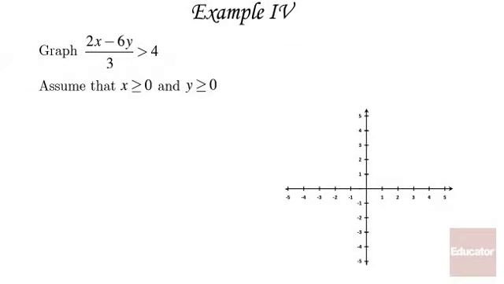In example 4, we're being asked to graph 2x minus 6y divided by 3 is greater than 4. And we have to assume that x is greater than or equal to 0 and y is greater than or equal to 0. So we have restrictions that x and y are both positive, which is going to affect our graph. But we start out the same, which is by finding the equation that corresponds to this inequality.